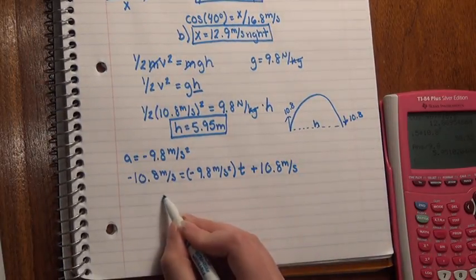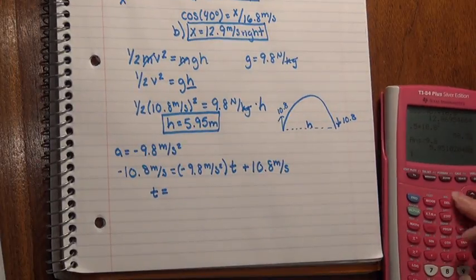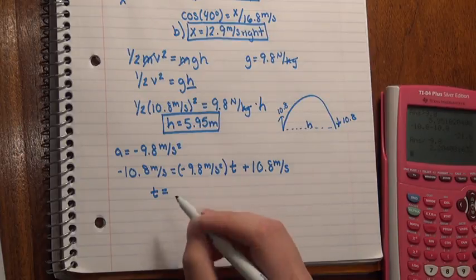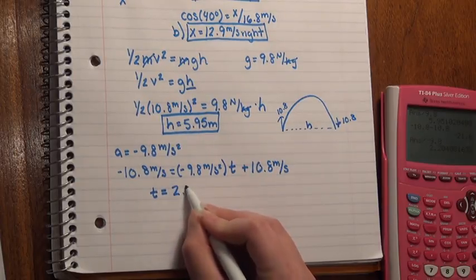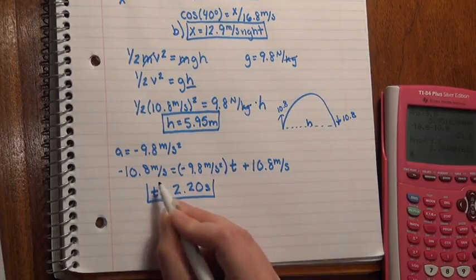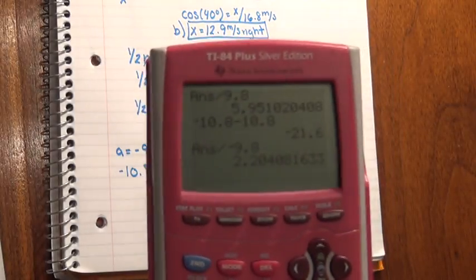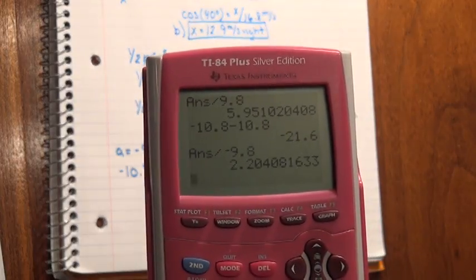So now solving for t, we can use this equation, and we should be able to calculate the amount of time the ball is in the air. And we get that out to be 2.20 seconds. And that will be our answer to part D. You can see the calculations here. All right.